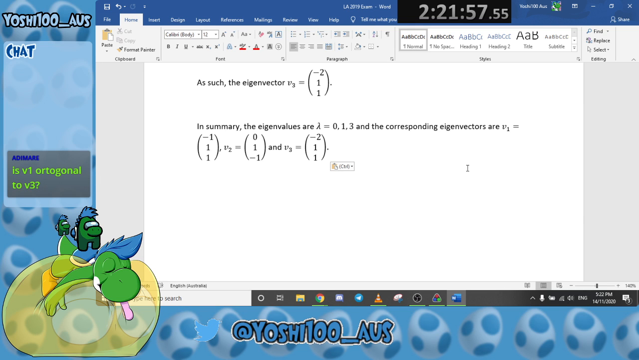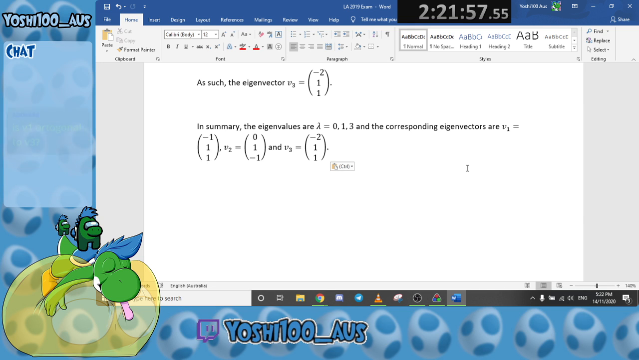Is V1 orthogonal to V3? I don't think so, right? Oh no, I'm gonna have to check everything when I get back, but that's gonna be it for now. I'll finish the exam when I get back.